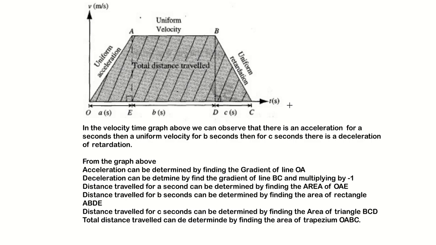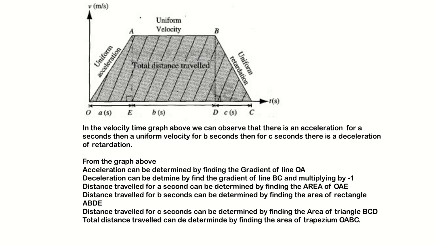And then uniform retardation or deceleration is when it is decreasing. So when you find the gradient of this line, you simply multiply by -1, and that would give you your deceleration. Alright, so deceleration is a negative value.